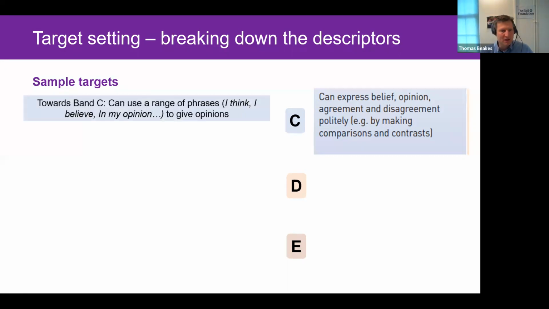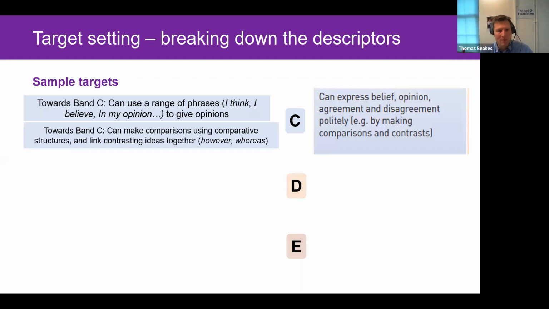So you might want to break this down. If we want to move our students towards band C, we might want to give them a target such as, can use a range of phrases like I think, I believe, in my opinion, to give opinions. So we're just looking at the can express belief part. And then we might want to have a separate target that looks at the comparison aspect. And again, here's some examples.